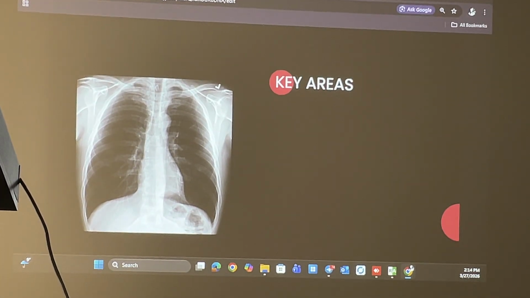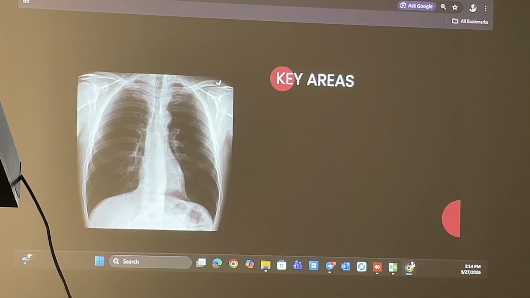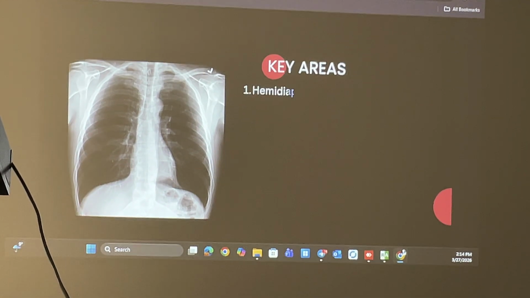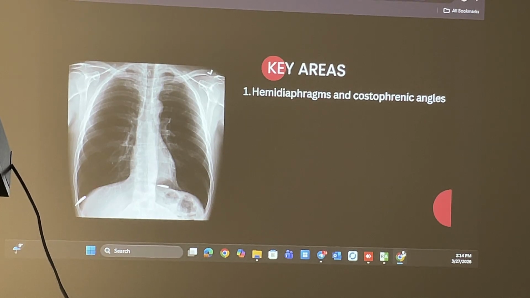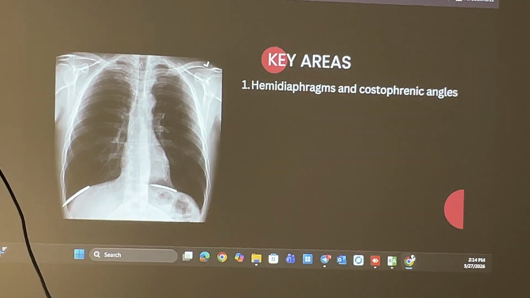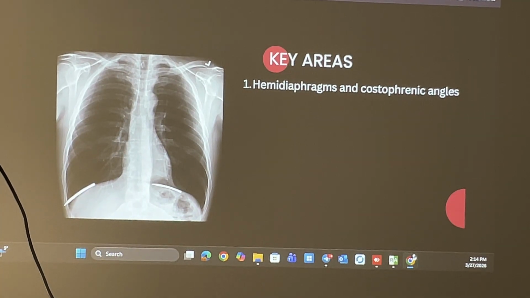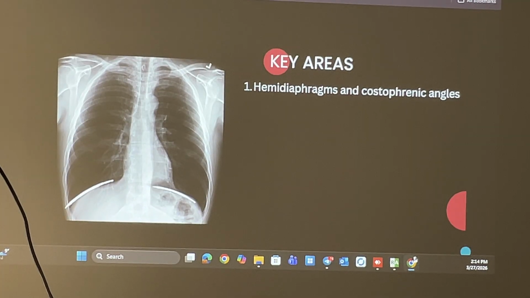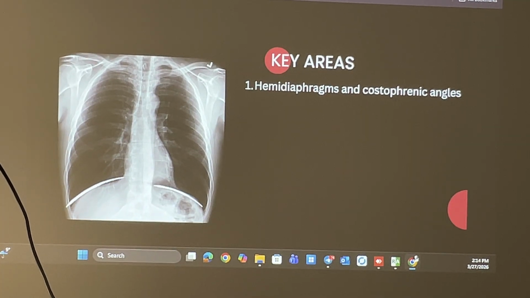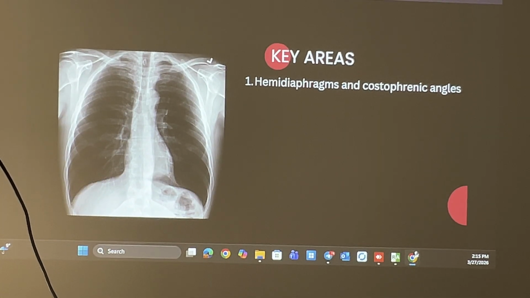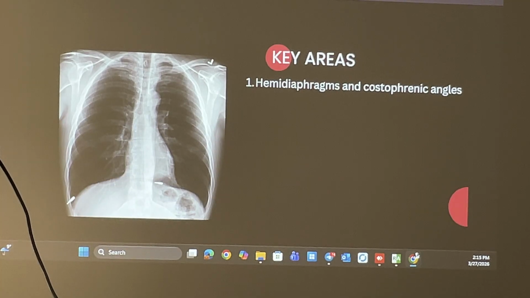Now, the key areas, what you should look for on frontal chest x-rays. First of all, hemidiaphragms and costophrenic angles. In normal, hemidiaphragms have a dome shape and the costophrenic sulcus is sharp. The hemidiaphragms can be flattened in case of hyperinflated lungs due to COPD. And the angles can be blunted in cases of pleural effusion.